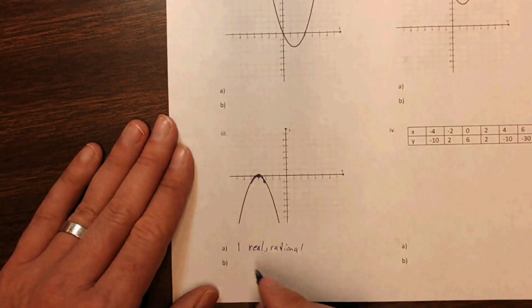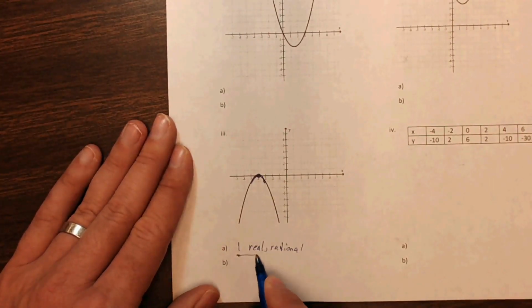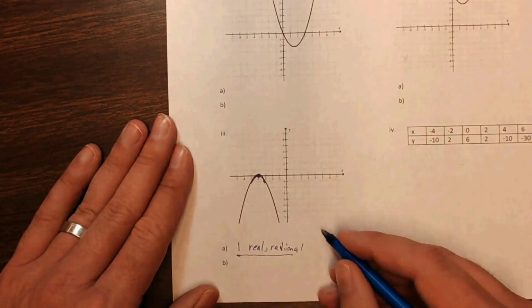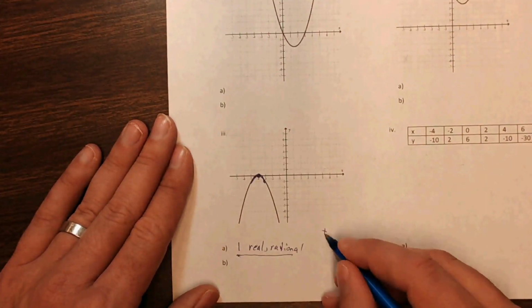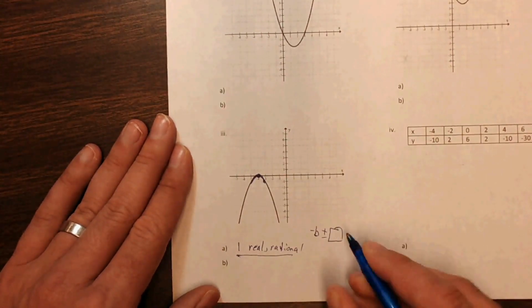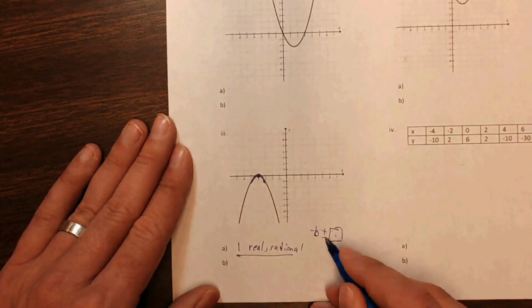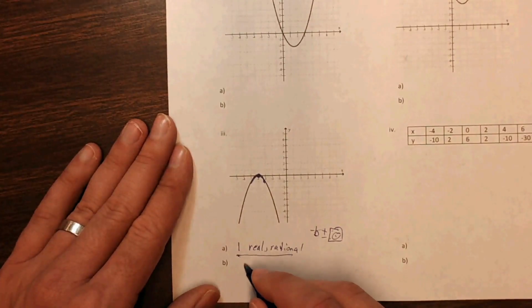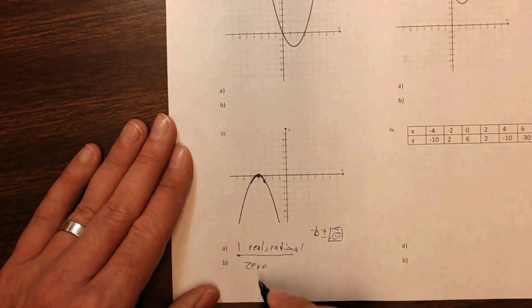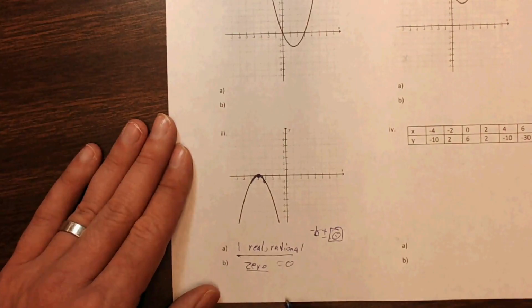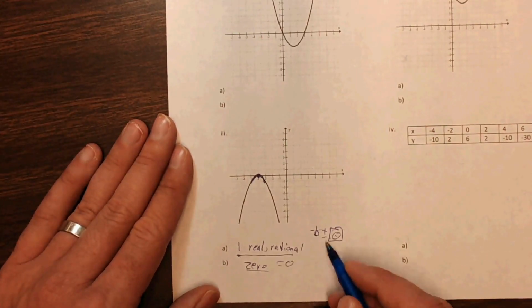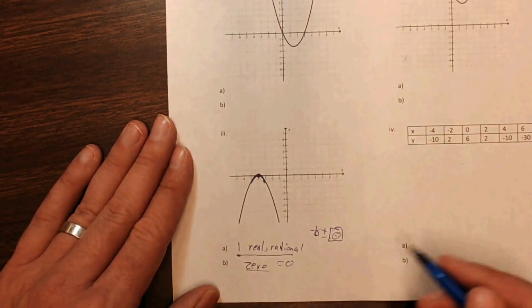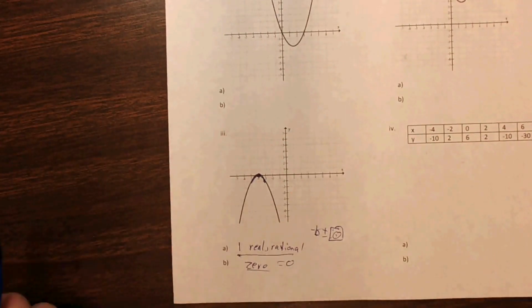Because there's 1 zero, that tells us what the discriminant is. If there's only 1 zero, it's because we were doing negative b plus or minus, and it has to give you the same answer both for the plus and the minus, and that only happens when the discriminant is 0. So the discriminant must be 0, because otherwise we would get 2 solutions, either 2 real solutions or 2 imaginary solutions. So hopefully that gives you a start.